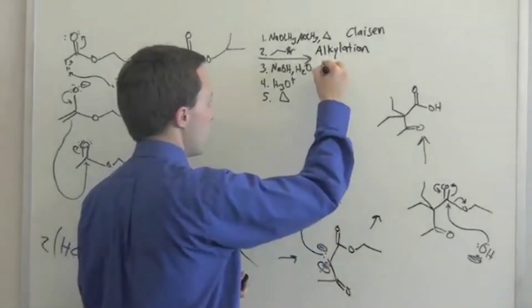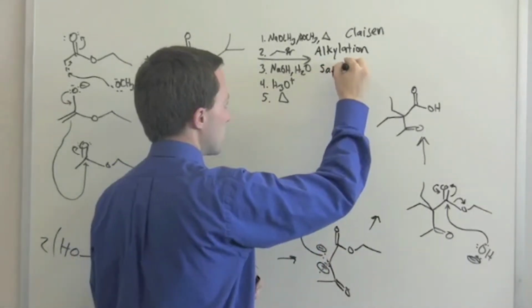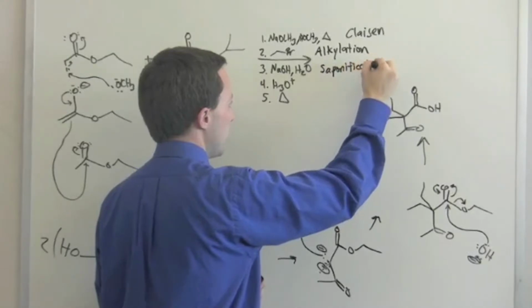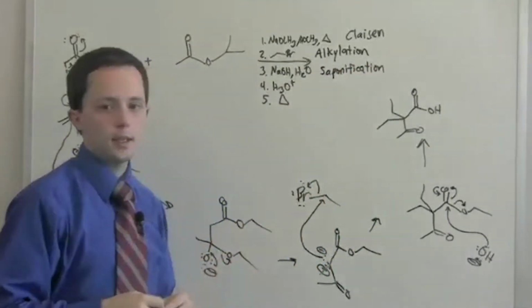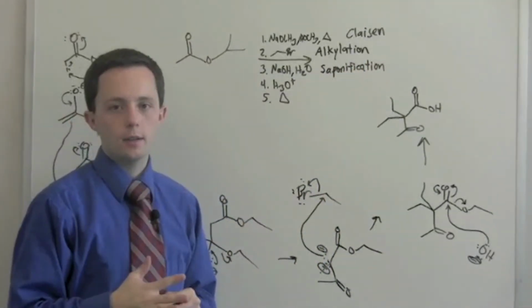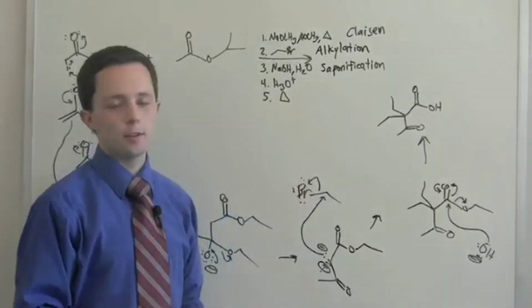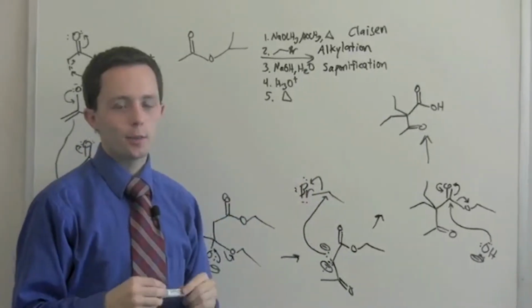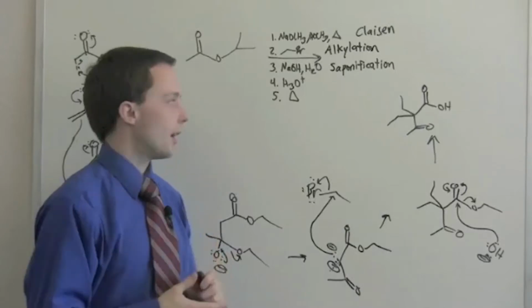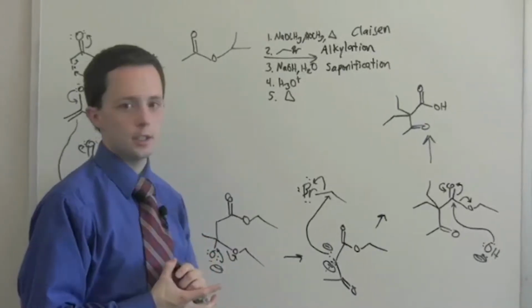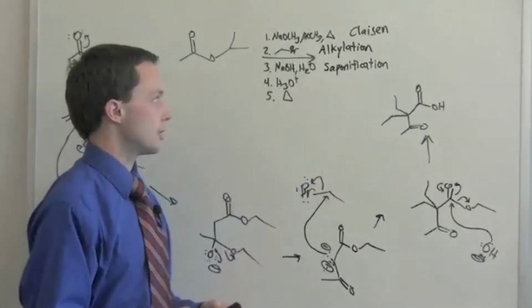So that's this step, and that's called saponification. And you can find in any book or any website about organic chemistry about saponification. It's really interesting, actually. The process to convert fats into soap. That's what saponification is, making soap.